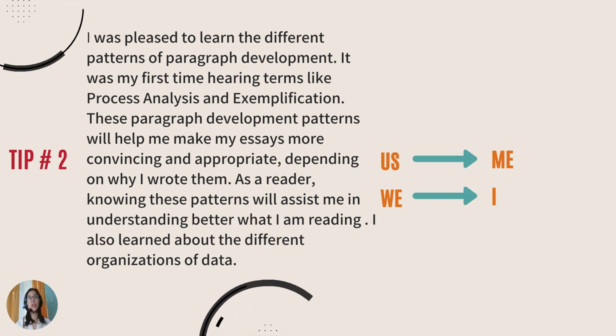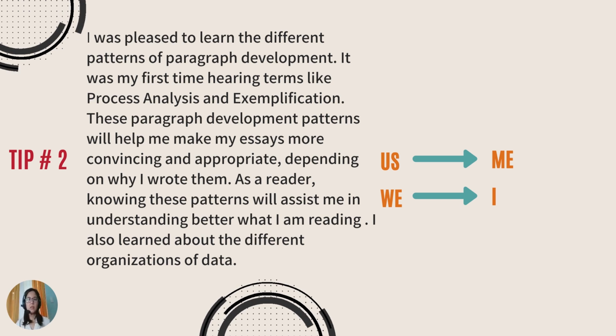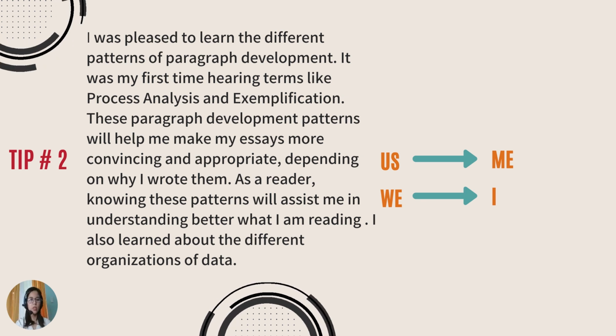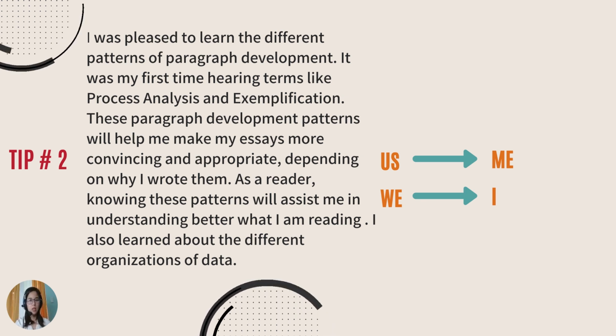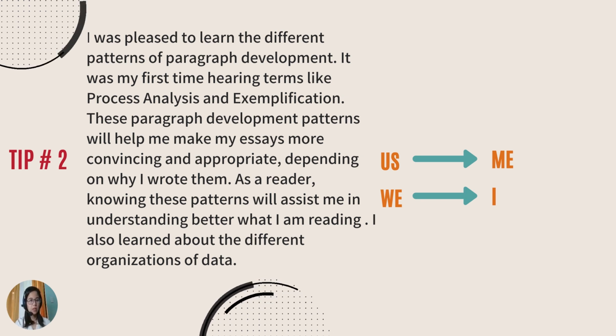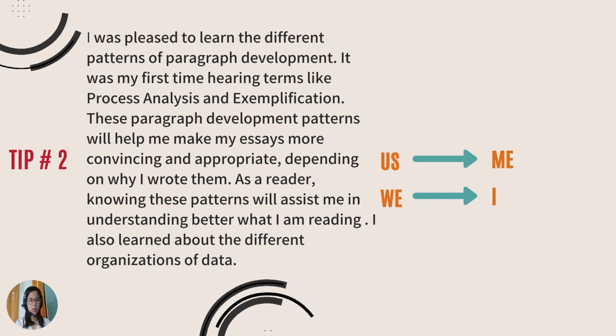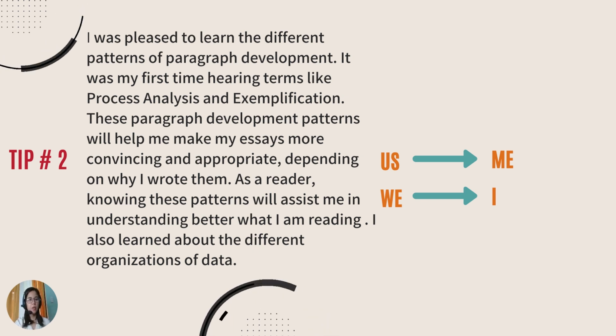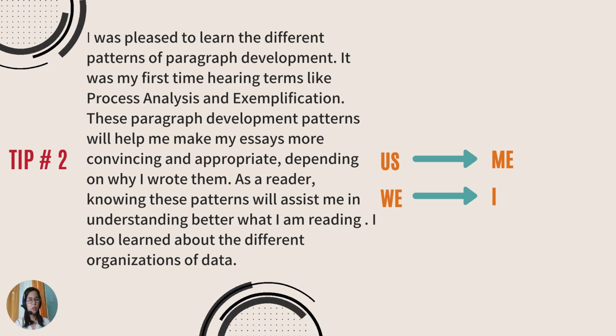So how should we rewrite this so we can be consistent with the antecedent? We can change us to me and we to I. In this case, I have already changed it. As a reader, knowing these patterns will assist me in understanding better what I am reading.